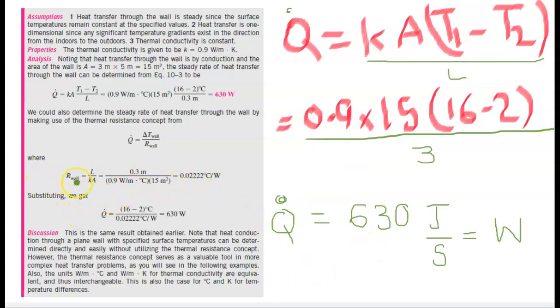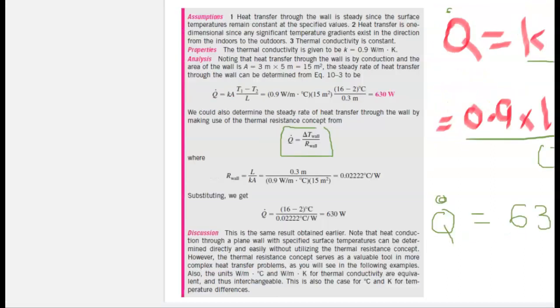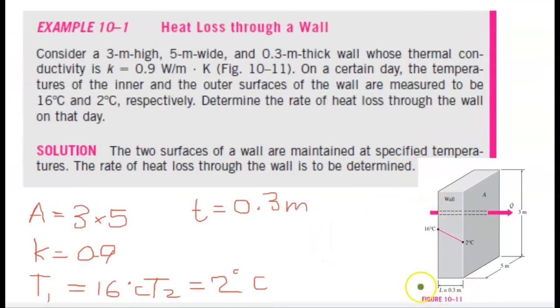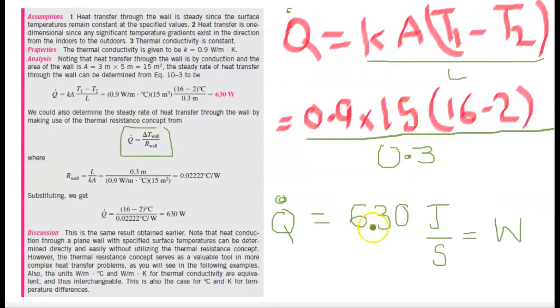These are the formulas. You find the value for the R, use that equation. Q equals the temperature change across the wall divided by the R of the wall. R of the wall is actually L over KA. Find the L over KA, put it in this equation, you will get exactly the same answer. Thickness is actually 0.3 meter. Yeah, L is actually the thickness of the wall. So which is that bit, 0.3 meters. So I put 0.3 meters, and that will give you 630 as an answer.